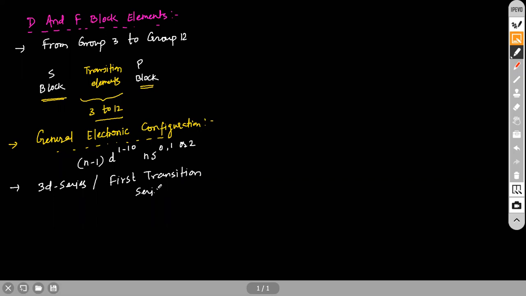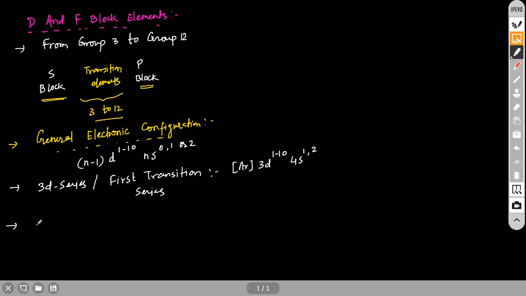For these elements like scandium, titanium and all, the electronic configuration is argon, 3d 1 to 10, 4s 1 and 2. The 4s orbital is not empty here. You see, zero electrons is not possible for this.